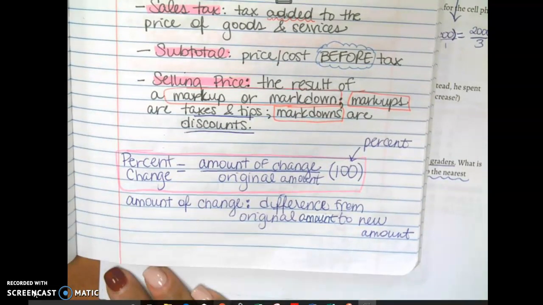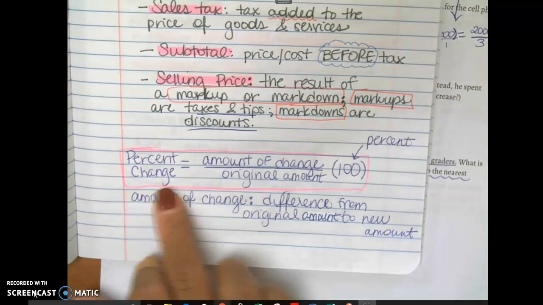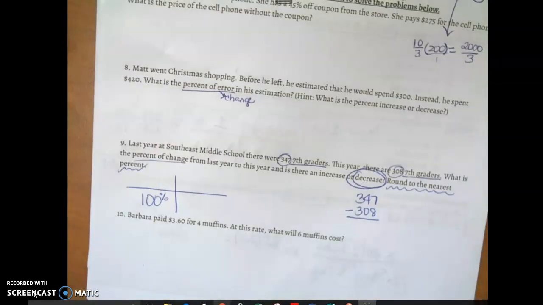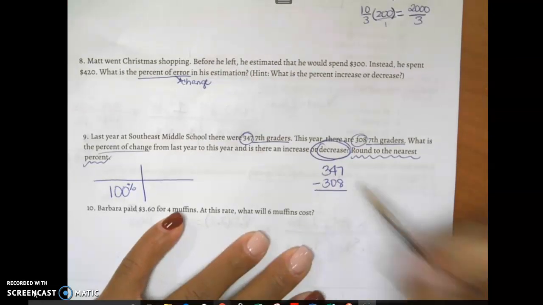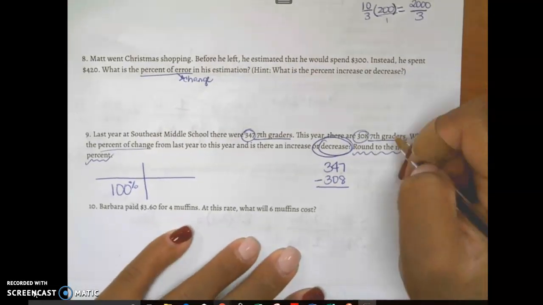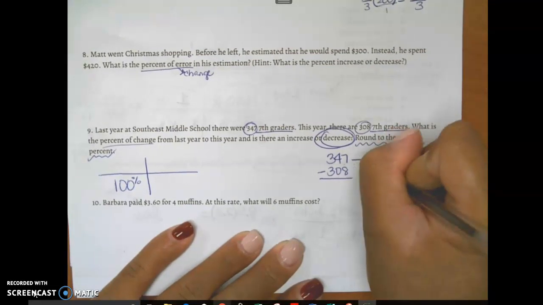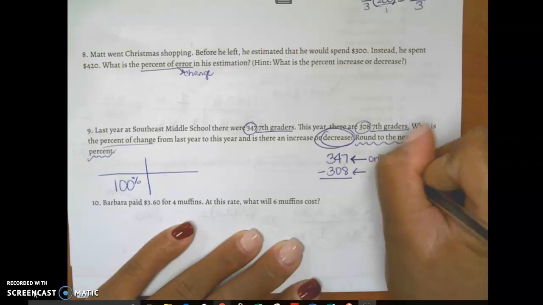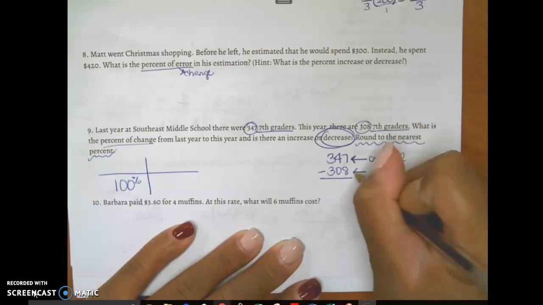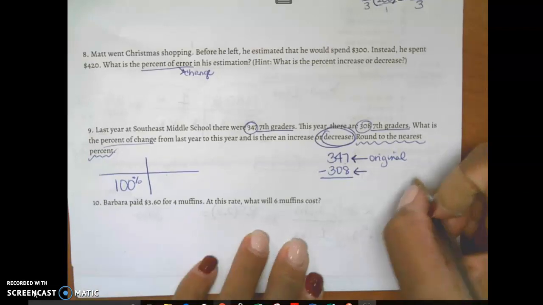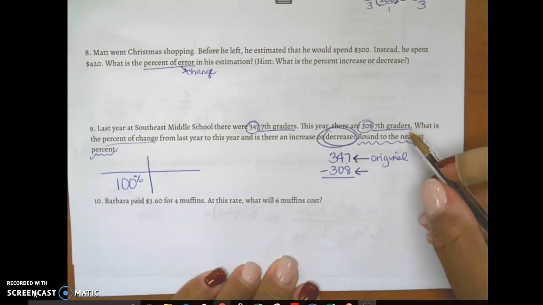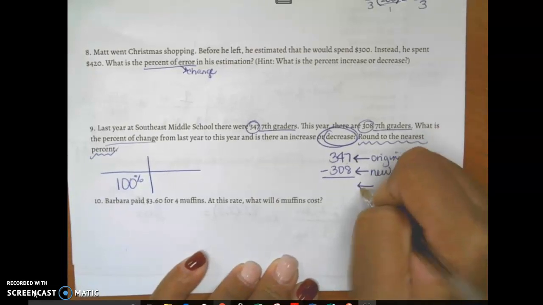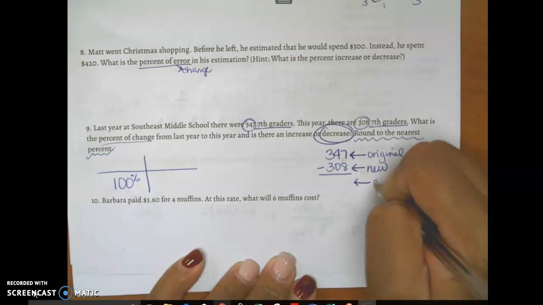Here's my note. The percent of change is the amount of change over the original amount. Thank you. The amount of change, and then I multiply by 100. That's the cross multiplication part. So, what is 347? 39? No. What is this number? That's the original. And then what's this one? The opposite of original: new. New people. And then what answer am I going to get? The amount of change.